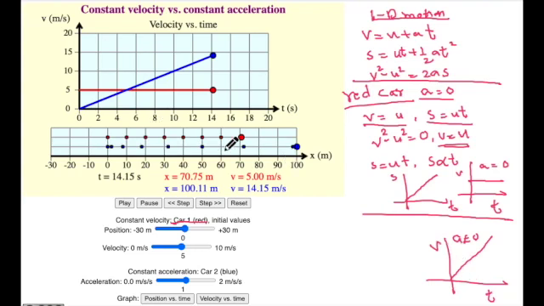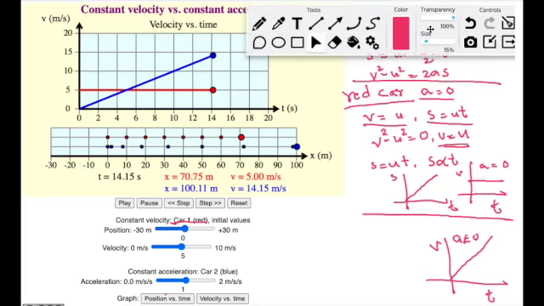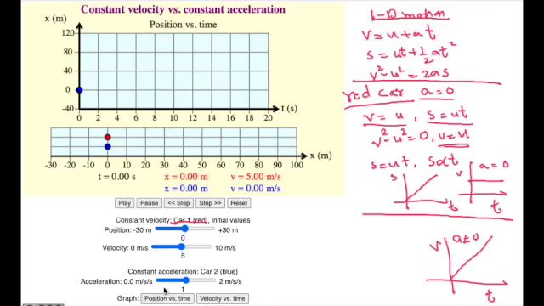Now please observe the distance covered by both the objects. The object which is moving with constant velocity covers equal distances in equal intervals of time, but the accelerated object covers unequal distances in equal intervals of time. Now let us see what the position versus time graph is. So let me play.